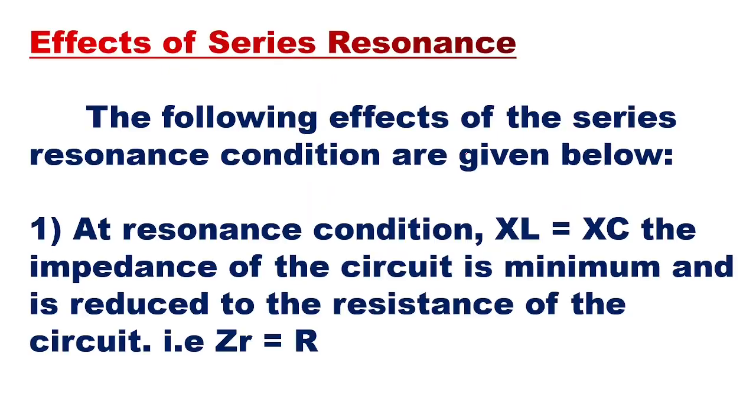So then what are the effects of series resonance? As we have seen earlier, the following effects of the series resonance condition are given. At resonance, XL is equal to XC, that is the reactance of the inductor is equal to the reactance of the capacitance. The impedance of the circuit is minimum, that is, it is only R. There will be no effect of inductor and capacitance, and it is reduced to the resistance R. So impedance Z is equal to R, that is, only the resistance R in the circuit.